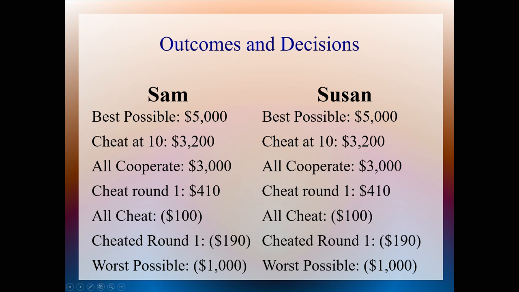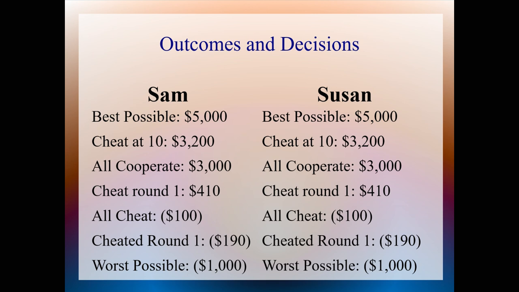Okay? If you cheat starting at round 1, then you would end up with $410 if the other person cooperated in the first round. And if everybody cheated from the beginning, then both of you would end up with negative $100, which would be the worst possible combined outcome, that you cheat the whole time. If you were cheated on in round one, so it's the opposite of cheat round one here, then you would end up with negative $190. And then the worst possible outcome would be if you cooperated every turn and the other person cheated every turn, you'd end up with negative $1,000.